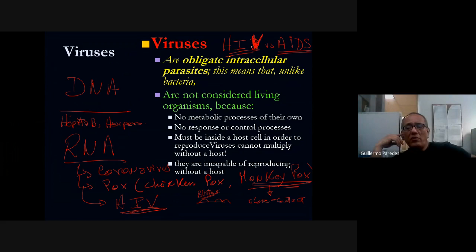When you have the HIV virus, it is going to take time to get into AIDS. How much is the time? Between 7 to 10 years. 7 to 10 years is where the war between the immune system and the virus happens, and the immune system of your body starts to lose the war.